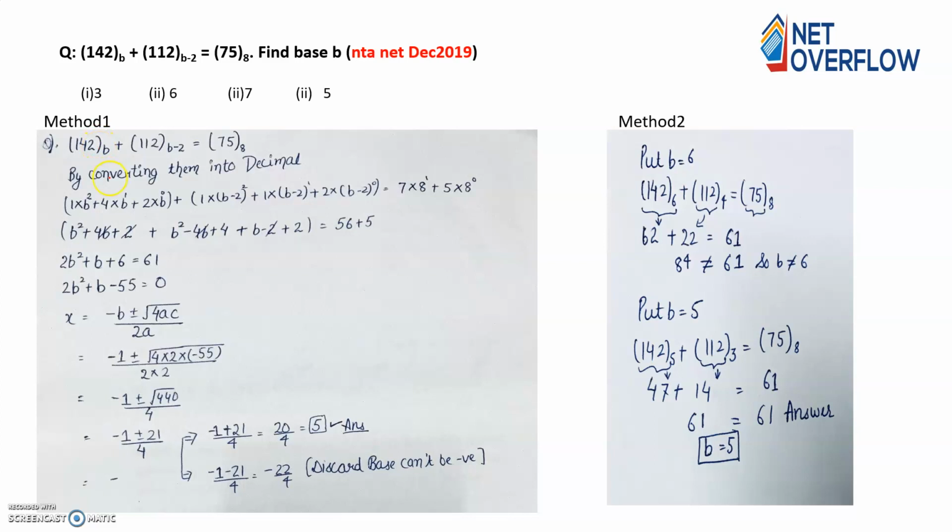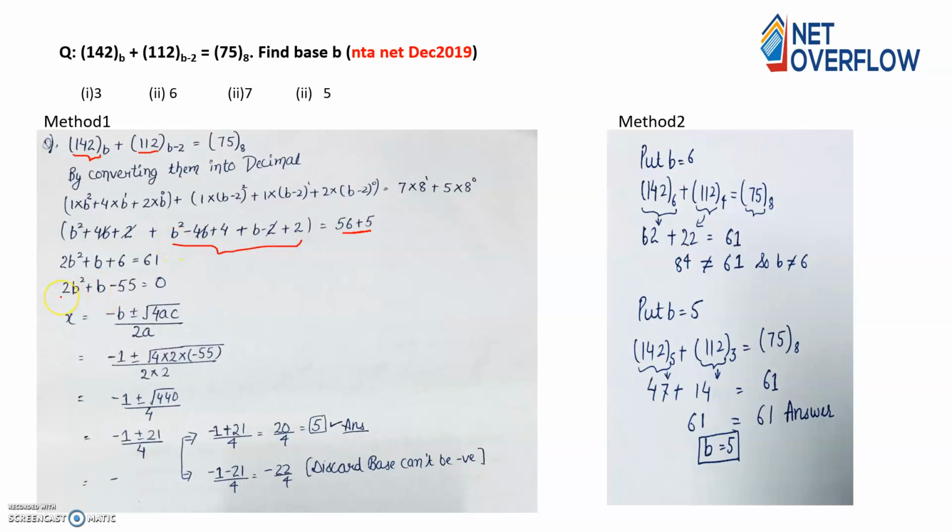In this method we solve this question by converting all of them into the decimal number system. So we have to convert this into decimal. After converting into decimal we get b square plus 4b plus 2, right? In the same way we'll convert this into decimal also: 7 into 8 raised to the power 1 plus 5 into 8 power 0. Okay, now after solving this equation we get 61, and for this we'll get a quadratic equation.